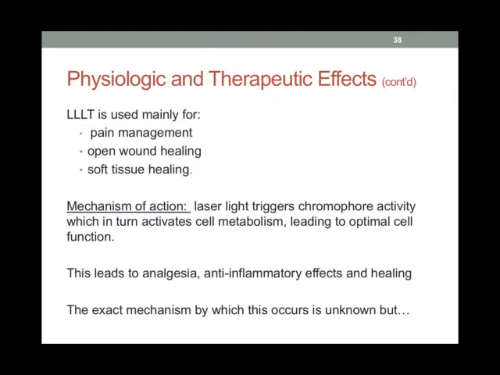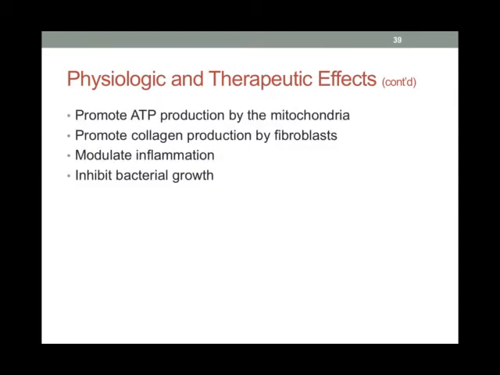It's not known exactly how that occurs, but what we do know is that there's a promotion of ATP production in those mitochondria. Also, the fibroblasts promote collagen production. There's a modulation of inflammation, and we can also use it to inhibit bacterial growth.